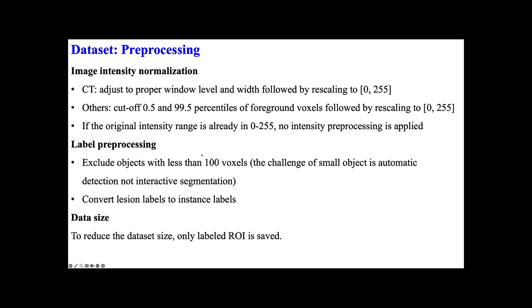For the labels, we exclude the objects with less than 100 voxels. The reason is that for those kinds of segmentation targets, the main challenge is automatic detection instead of interactive segmentation. Second, we also convert semantic labels to instance labels, allowing us to generate instance-wise prompts. Furthermore, to reduce the dataset size, only the labeled region of interest is saved.